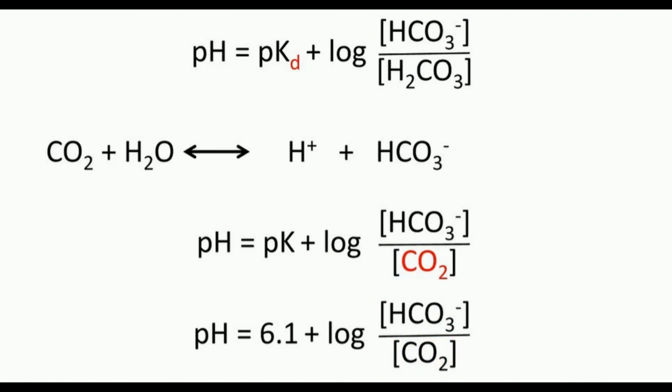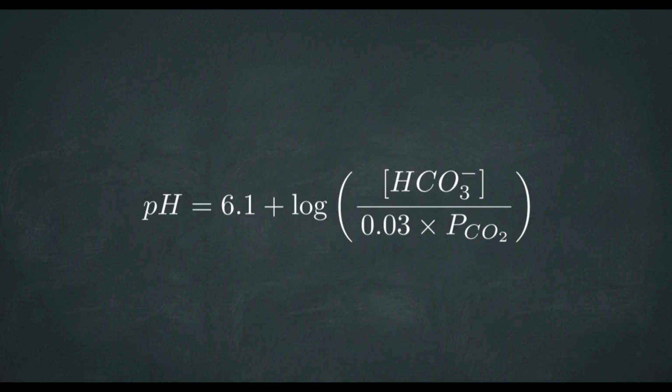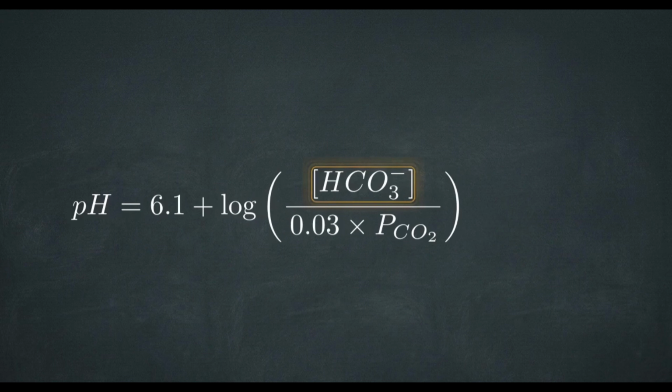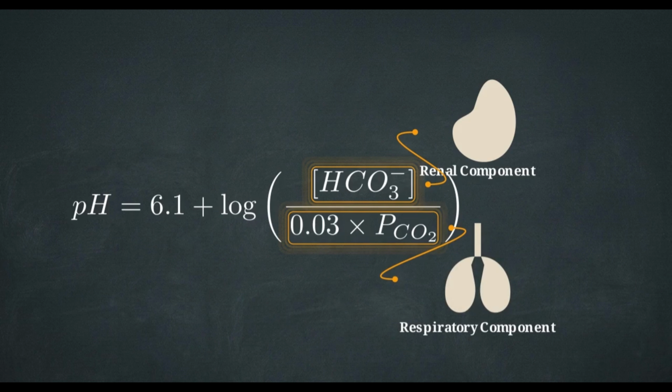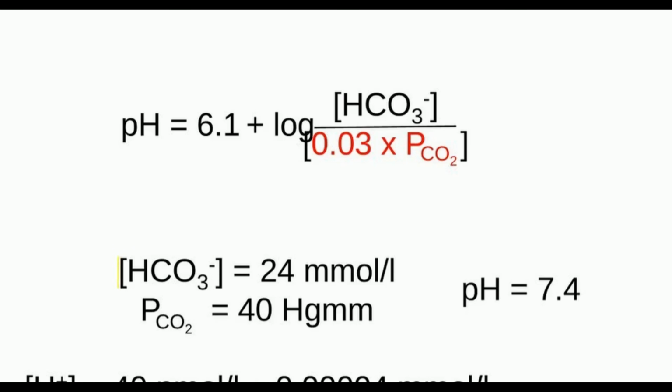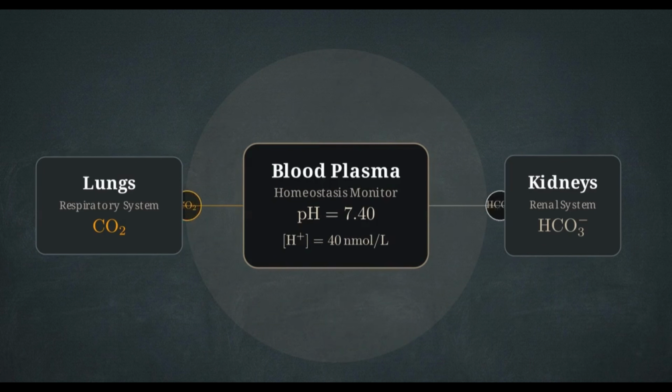These two variables represent organ function. The numerator, bicarbonate, is regulated by the kidneys, while the denominator, CO2, is regulated by the lungs. Calculating the ratio of 24 millimoles of renal bicarbonate against 40 millimeters of respiratory CO2 results in a pH of 7.4. The 40 nanomole limit of human survival is maintained by this continuous collaboration. By adjusting their outputs, the lungs and kidneys keep this single chemical ratio in equilibrium.